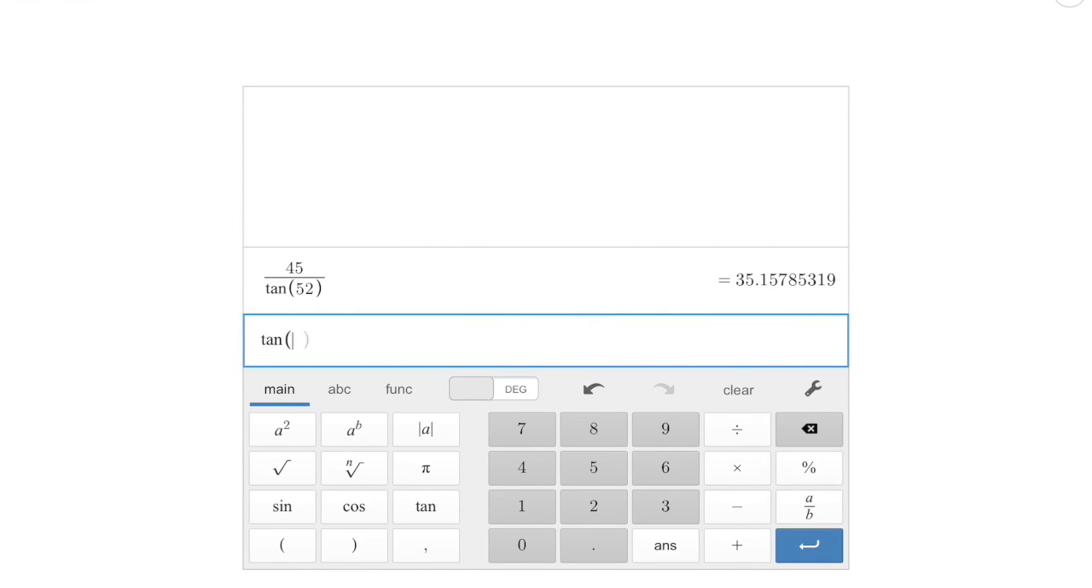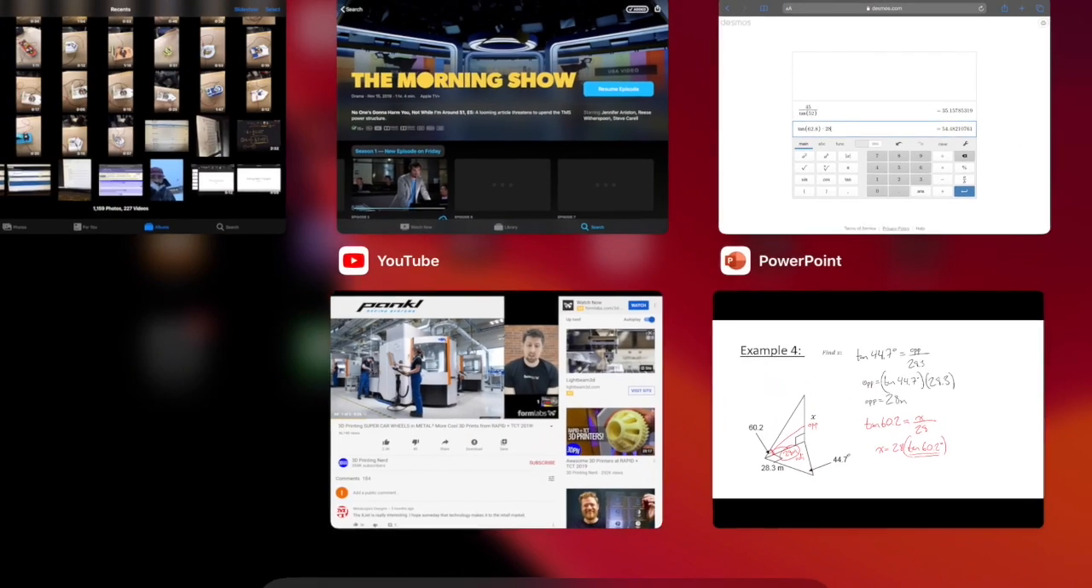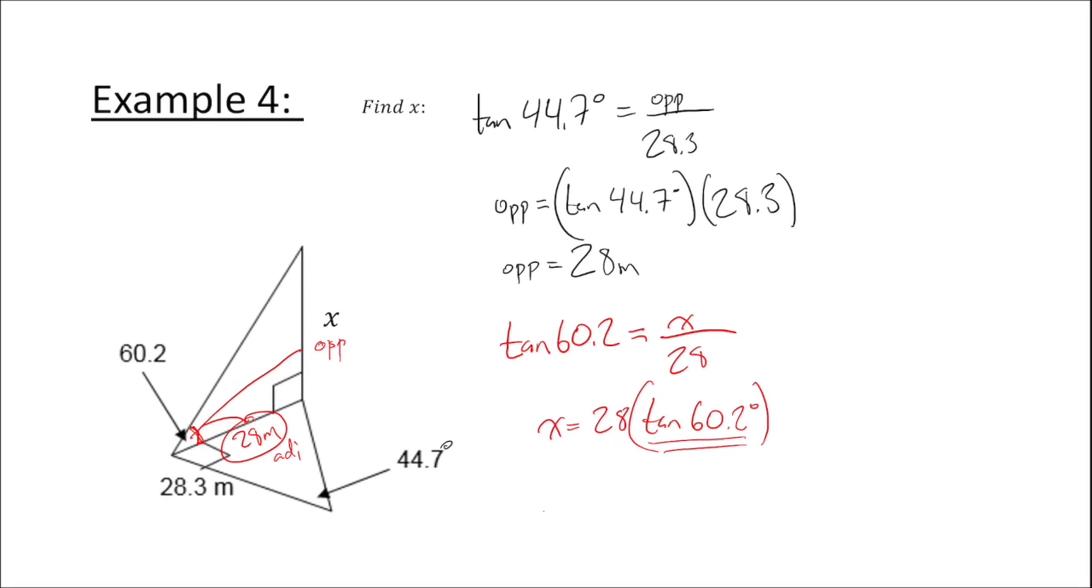Tan, clear. Tan 62.8. Right? That's just a number. It's 1.94 times 28. Well, that's 54.48, which is approximately 54.5. And that's the answer. And that's it for SOH CAH TOA.